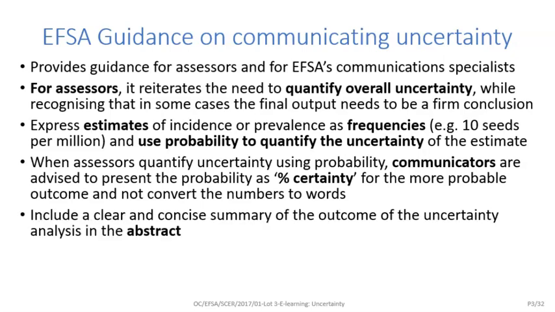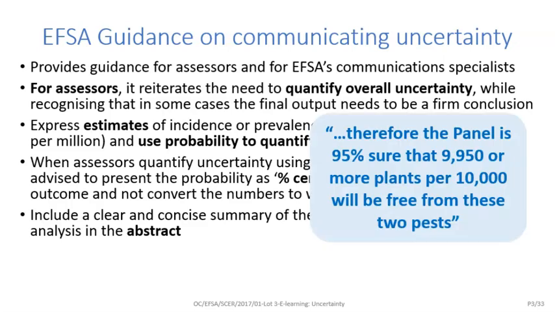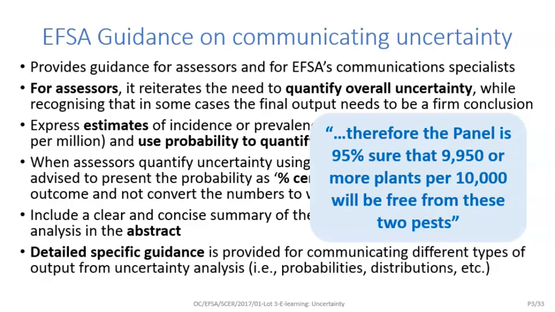It's also recommended to include a clear and concise summary of the outcome of the uncertainty analysis in the abstract. An example of the last 3 points is provided by the Plant Health Panel's opinion on Robinia, where the abstract ends with this conclusion. Therefore, the panel is 95% sure that 9,950 or more plants per 10,000 will be free from these 2 pests. Detailed specific guidance is provided for communicating different types of output from uncertainty analysis, that is, probabilities, distributions, probability bounds, and so on.